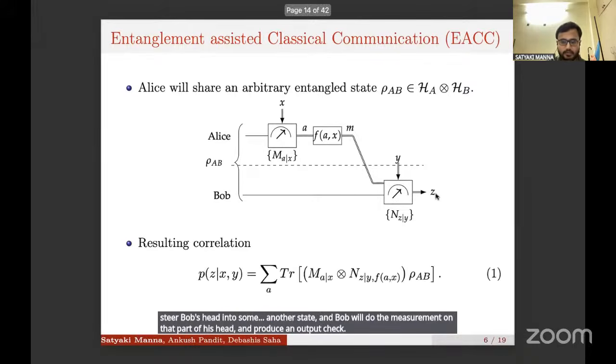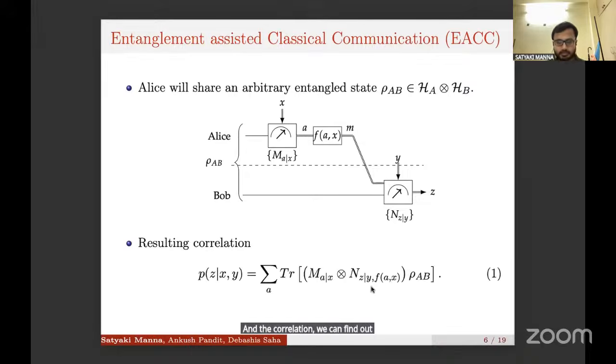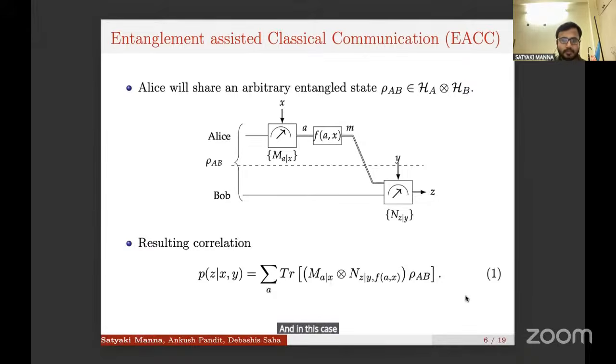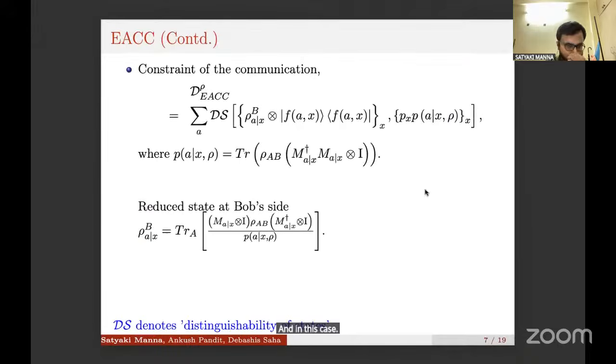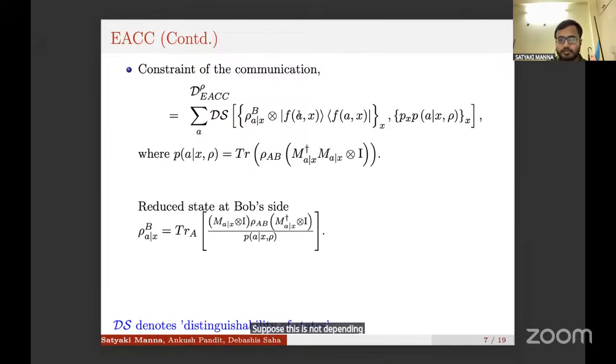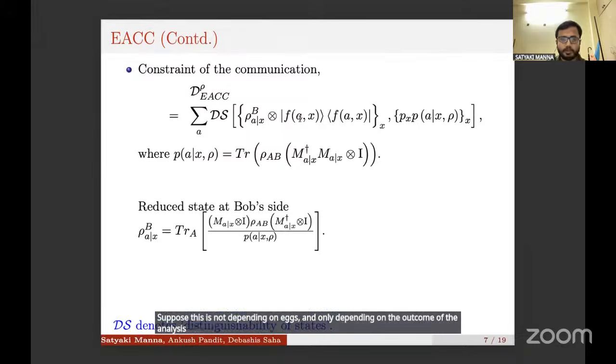The correlation we can find out with the typical Born rule is given by this. In this case, the constraint of communication becomes something very nasty, but what I can tell you from here is this: suppose this is the classical message F of x. Suppose this does not depend on x directly and only depends on the outcome of Alice's measurement.